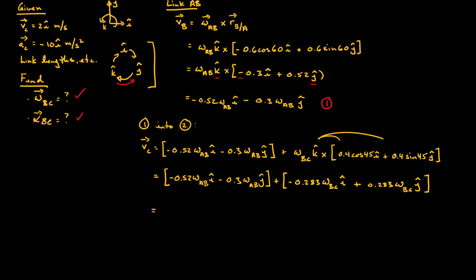Now we're going to group the terms that are in the I direction and the terms that are in the J direction together. So we have minus 0.52 omega AB minus 0.283 omega BC, and these two are in the I direction, plus 0.283 omega BC minus 0.3 omega AB in the J direction.